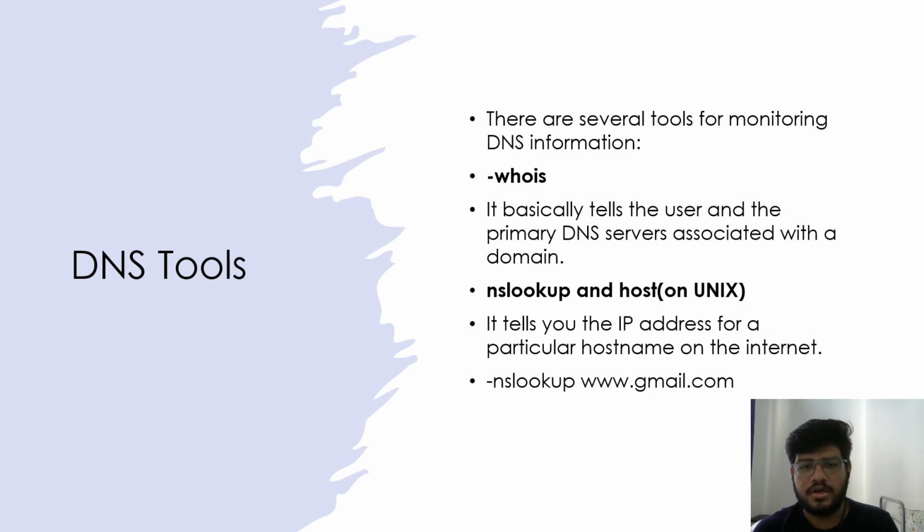There are several tools for monitoring DNS information. First is the Whois tool. It basically tells about the user and the primary DNS servers associated with the domain. The second, one of the most important tools, is NSLookup. It basically tells you the IP address for a particular hostname on the internet. For example, when we write the command nslookup www.gmail.com, it will tell you the IP address for this particular hostname.